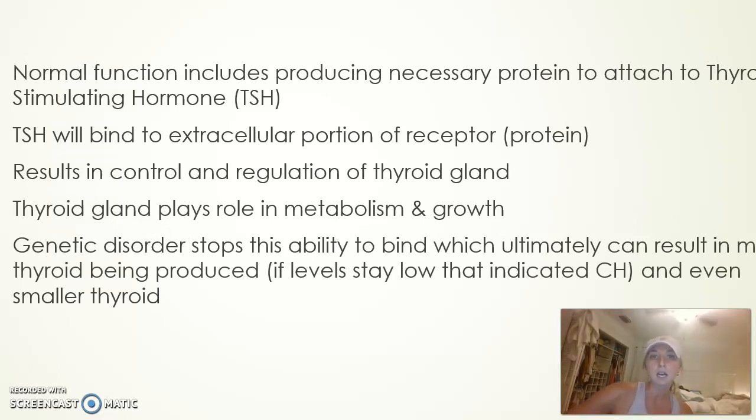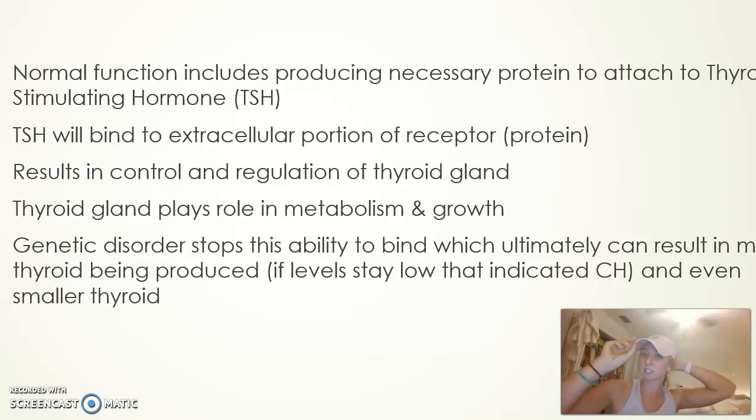So the normal function of the TSHR gene is to produce a protein that attaches to the thyroid stimulating hormone, TSH. TSH binds to the extracellular portion of the receptor, and this results in control and regulation of the thyroid gland. We should know by now that the thyroid gland is huge in our metabolism and growth, controlling and regulating.